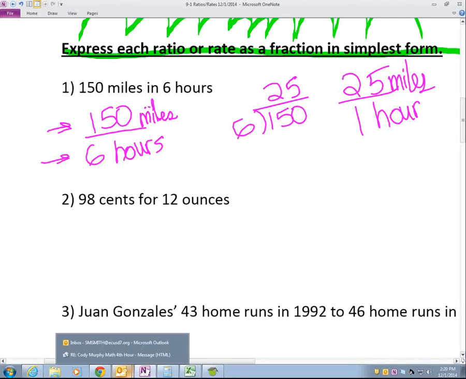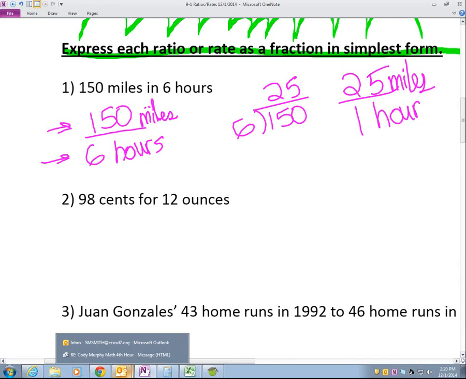Okay, yes. So would the answer be 25 over 1, or would it be the 150 over 6? Since we're writing it as a rate, I did it 25 miles over 1, but the way that we'd say it as a unit rate, and in real life, is 25 miles per hour.